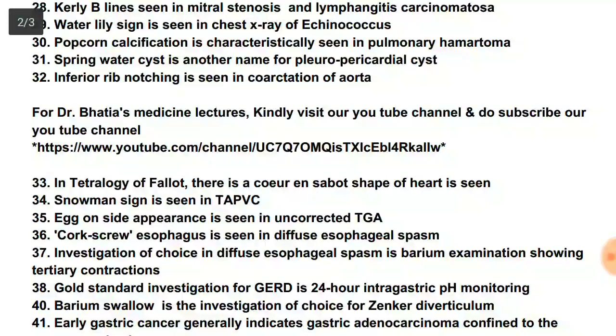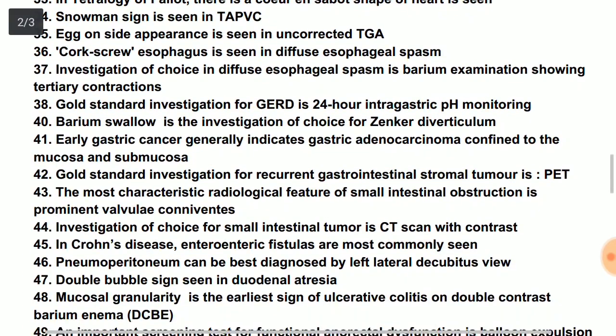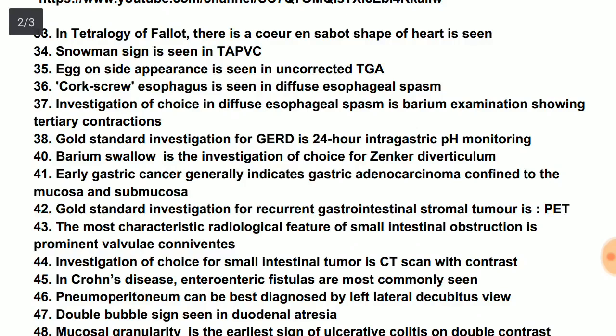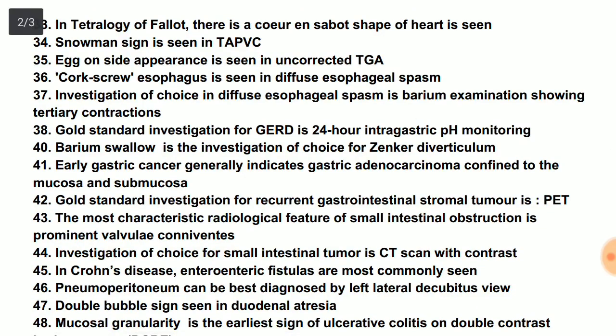Spring water cyst is another name for pleuropericardial cyst. Inferior rib notching is seen in coarctation of aorta. You see inferior rib notching, not superior rib notching.